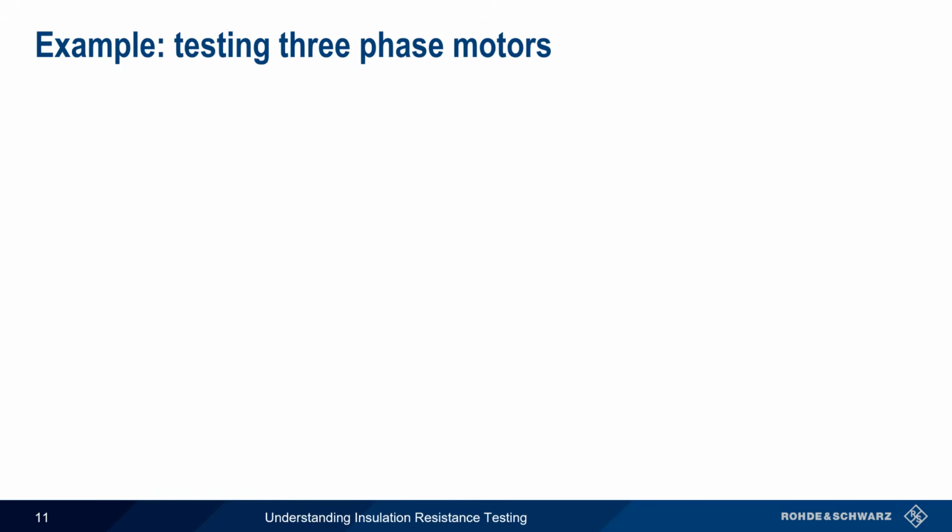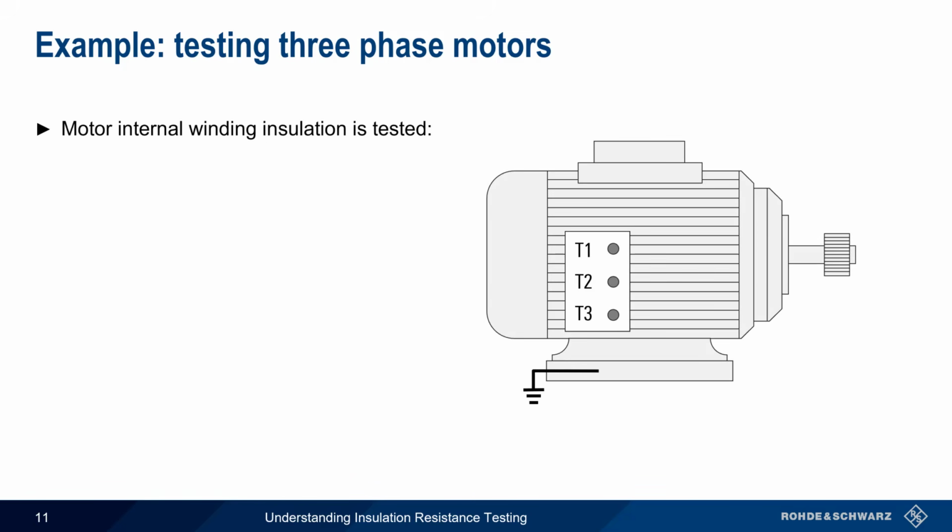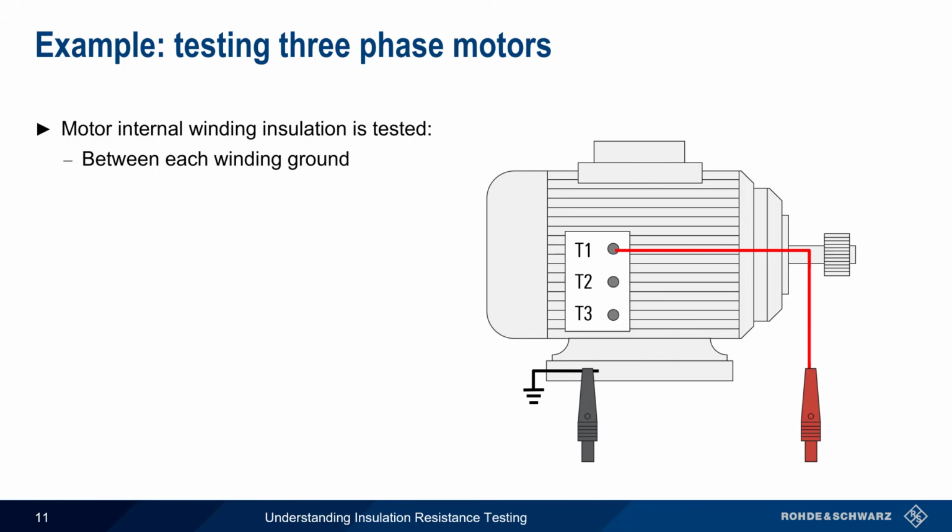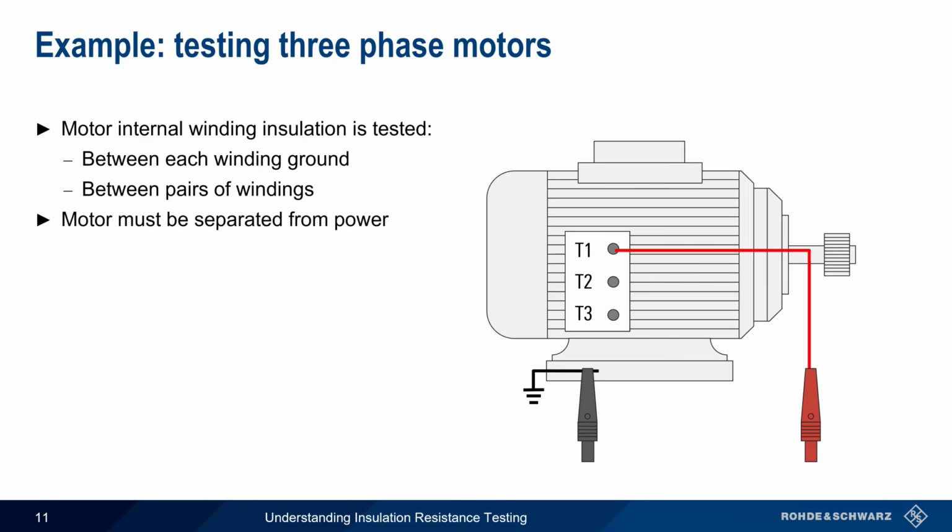Another common but even more complex insulation resistance test is measuring the insulation resistance of motor windings. Often testing is performed both between each individual winding and the chassis or ground, as shown here, as well as between pairs of windings. As with other insulation resistance testing, the motor must be separated from power.